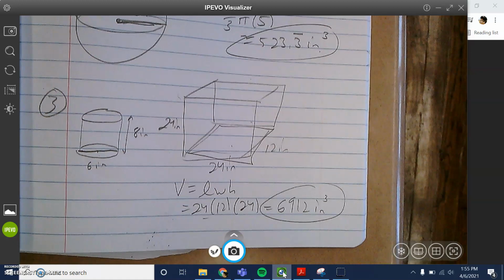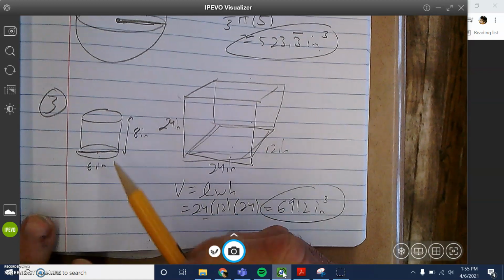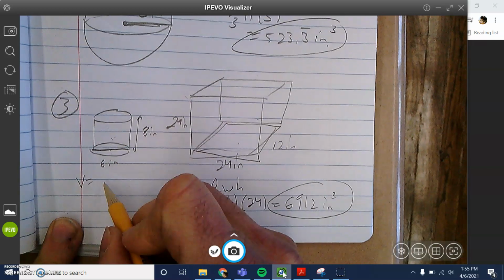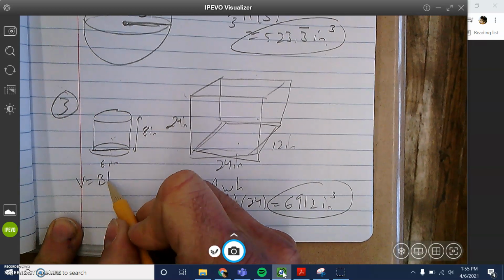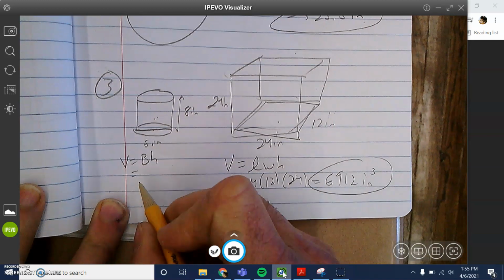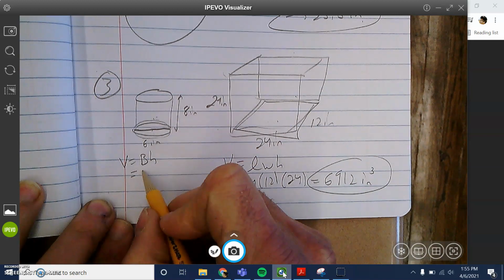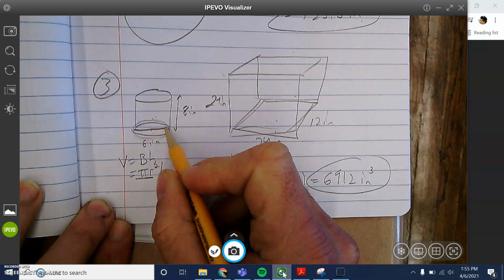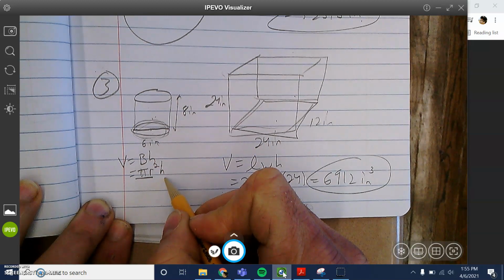Okay, so let's figure out what one of these is then. One of these cups. How much does this hold? How much liquid goes in here? So that's going to be area of the base times the height. The base is this. So that's pi r squared h. Pi r squared is the area of the base times the height.